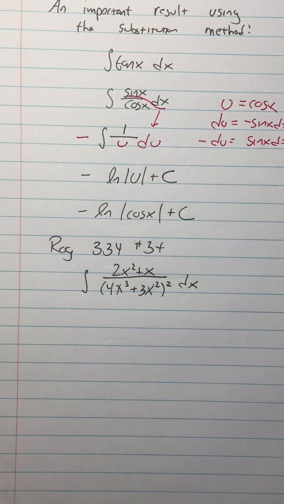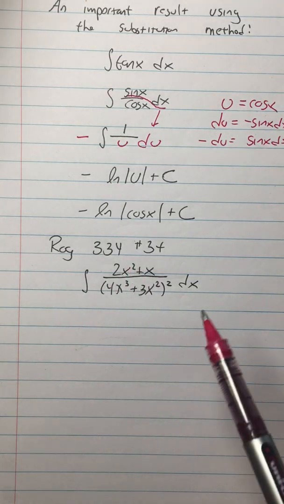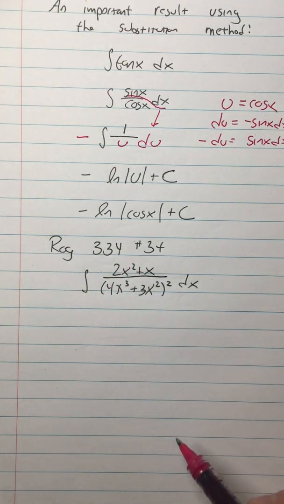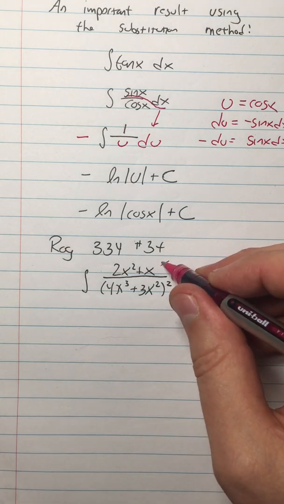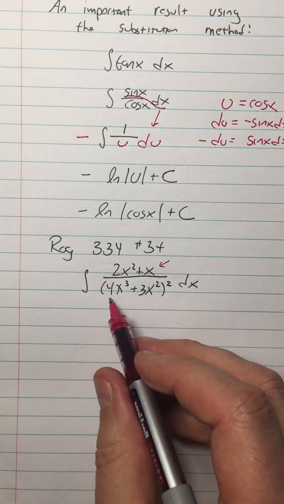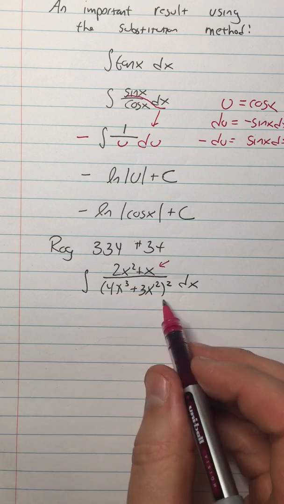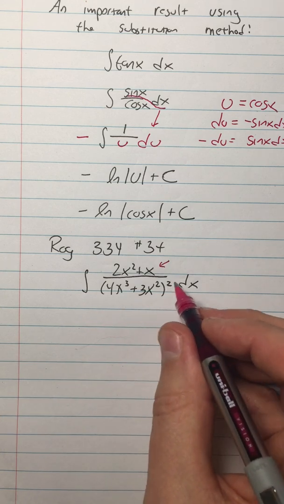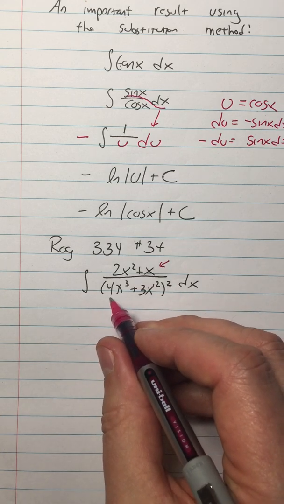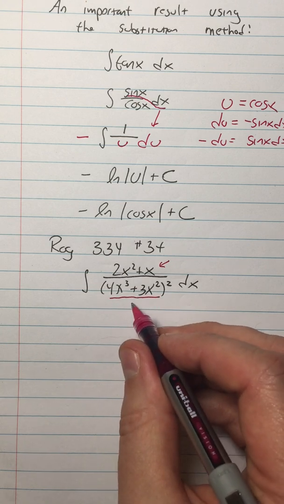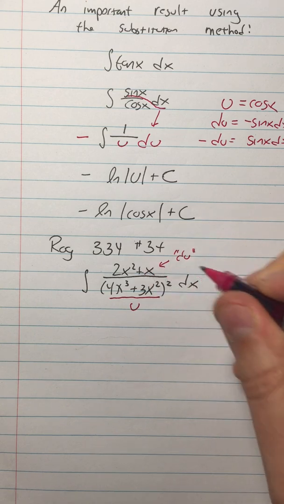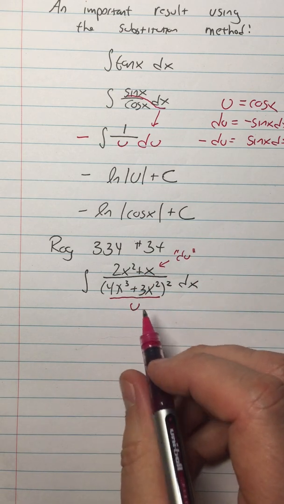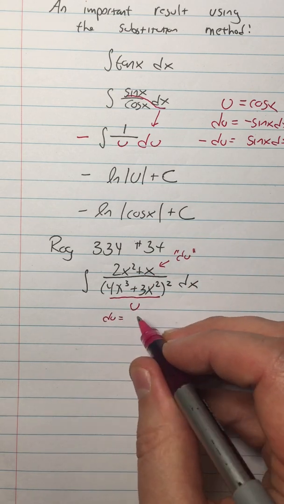Something you should always look for in a rational expression, and these rational expressions are going to become increasingly involved, is a numerator that is a constant multiple of the derivative of the denominator. So look in your denominator, whether there's a square here or not, and try using the denominator as u. Then what would du be, and does the numerator look du-ish?